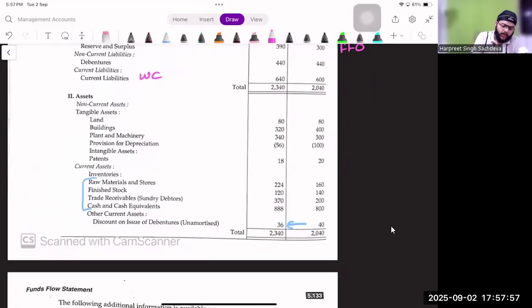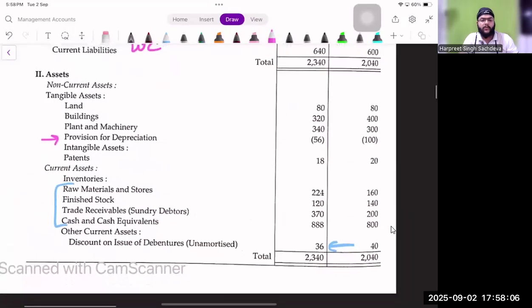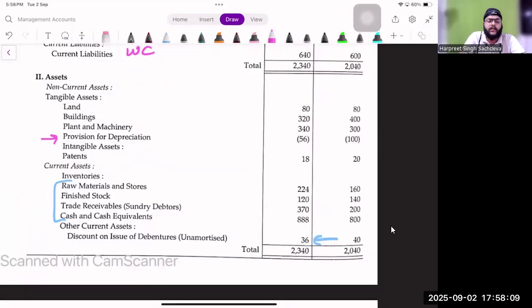Then provision for depreciation. The question has not stated anything. Provision for depreciation is for which: land, building and plant and machinery. Tell me first, can it be for land, Raja? Land is normally not depreciated. So it will not be for land, it can be for either of these two. If it becomes clear further down in the question, then it's okay, otherwise it will be taken with the plant and machinery.